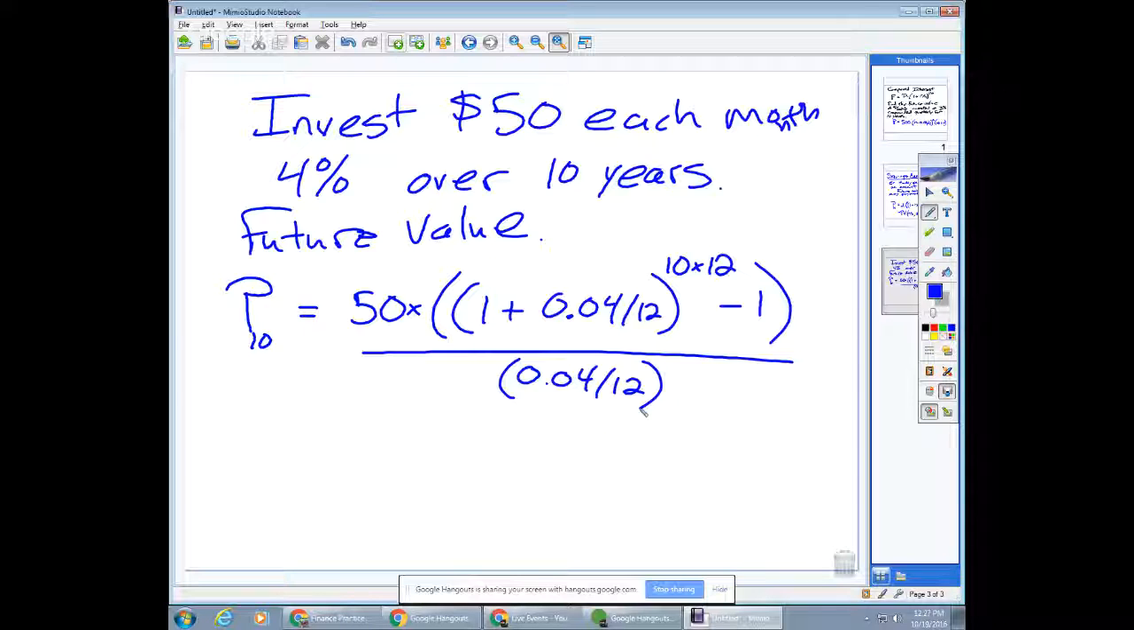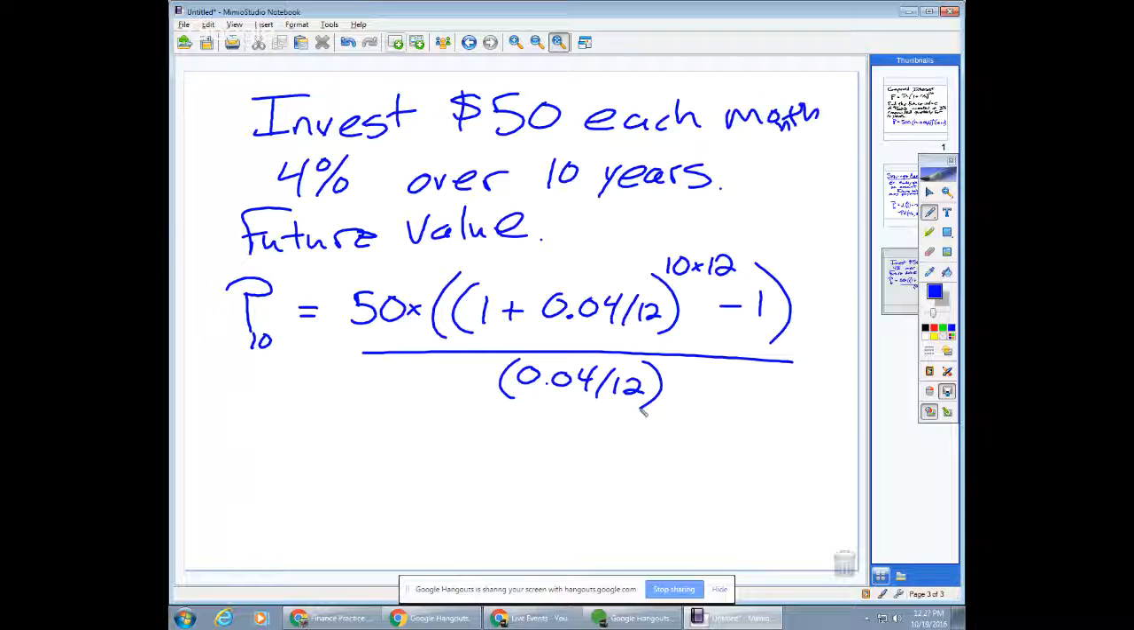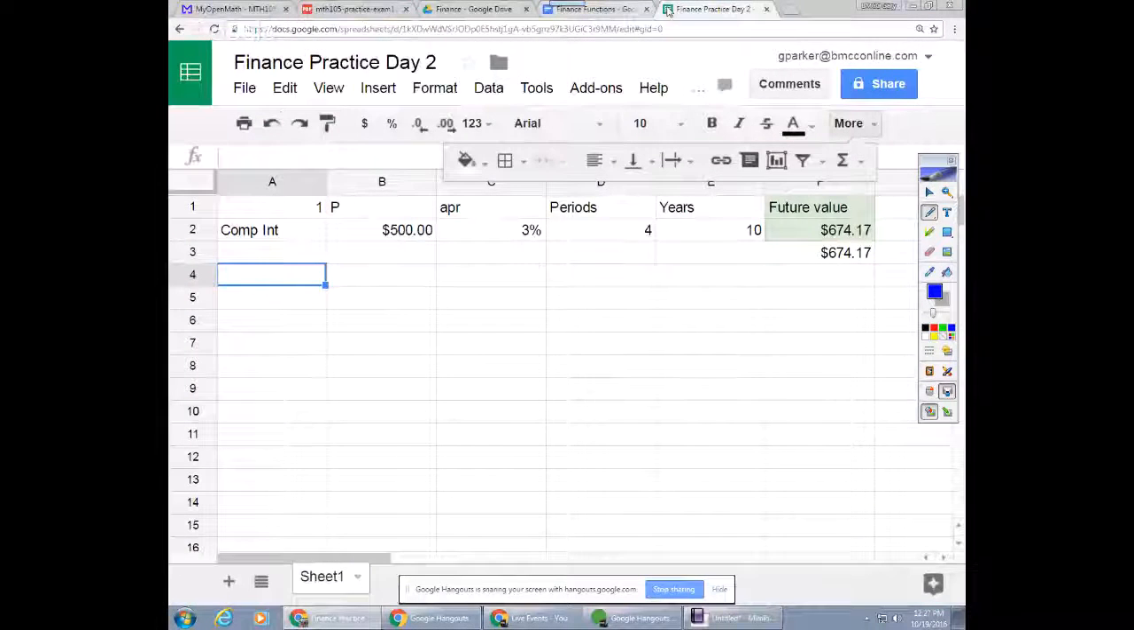Okay. So I'm going to try typing that in and doing the spreadsheet version. So whip out your calculator, see if you can type that and get a number. And hopefully we will agree on the number. Drag my spreadsheet over here so you can see that.